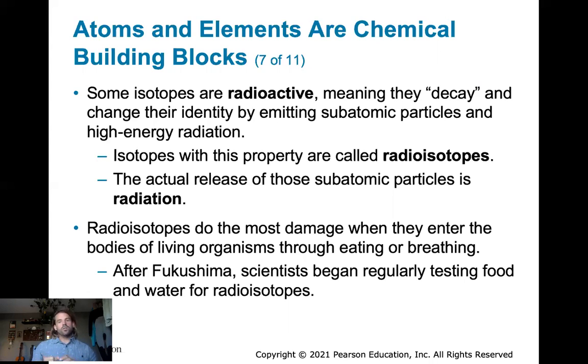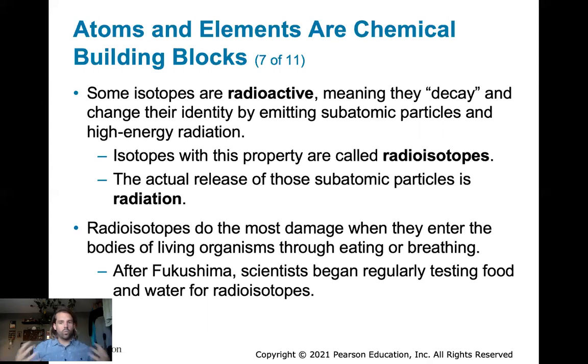Okay, so in other words, that extra neutron in the nucleus makes that element unstable at that point. It doesn't want to have that situation, and so it will actually eject those subatomic particles, and that ejection is associated with a lot of energy release, and that energy can actually cause problems. The actual release of those subatomic particles is what is called radiation, okay? So that's radiation, whereas an isotope with that property is called a radioisotope, okay?